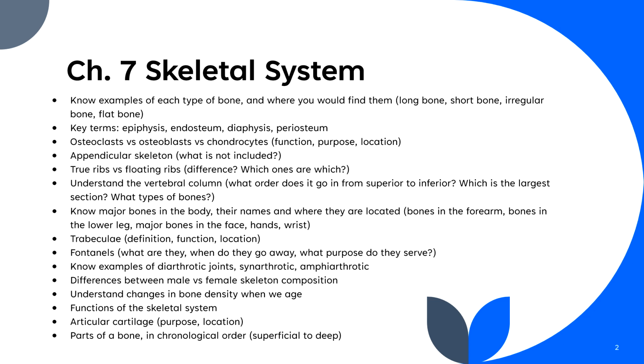Osteoclasts versus osteoblasts versus chondrocytes, their function, purpose, and location. We can see this on page 122 and 123. So we know that cartilage cells are known as chondrocytes, and they are located in the lacunae. We know that they help to build cartilage. So that is their function, purpose, and location. On page 123, we can see more about the osteoblast and osteoclast.